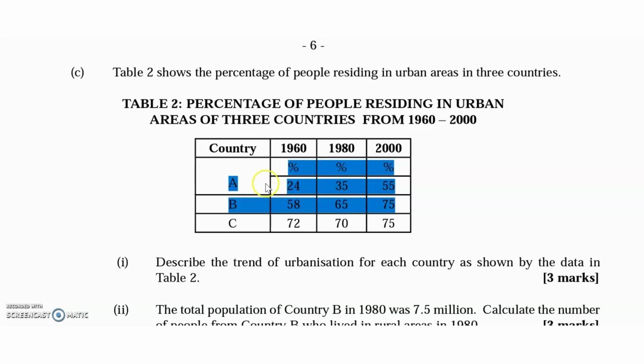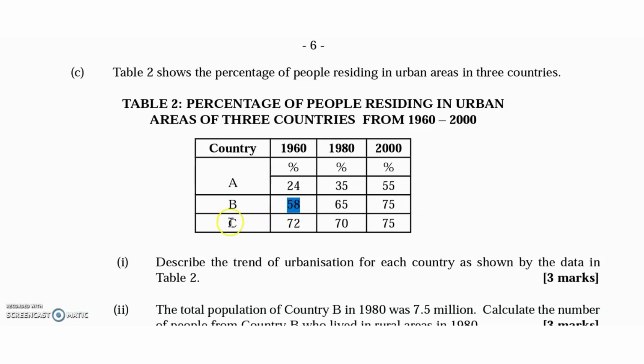As you can see from country A, it ranged from 24 to 35 to 55 respectively for 1960 straight up to the year 2000. Whereas for country B, it ranged from 58 to 65 to 75. That is also a progressive increase. Now both of them are in fact associated with increases.